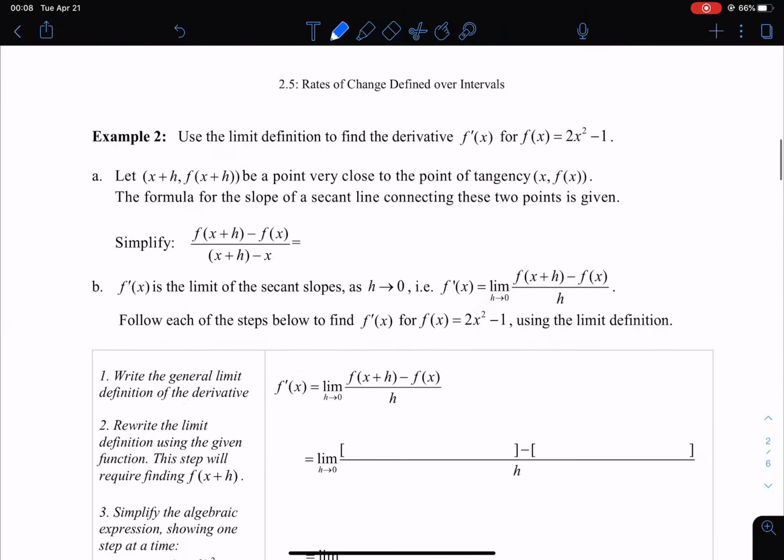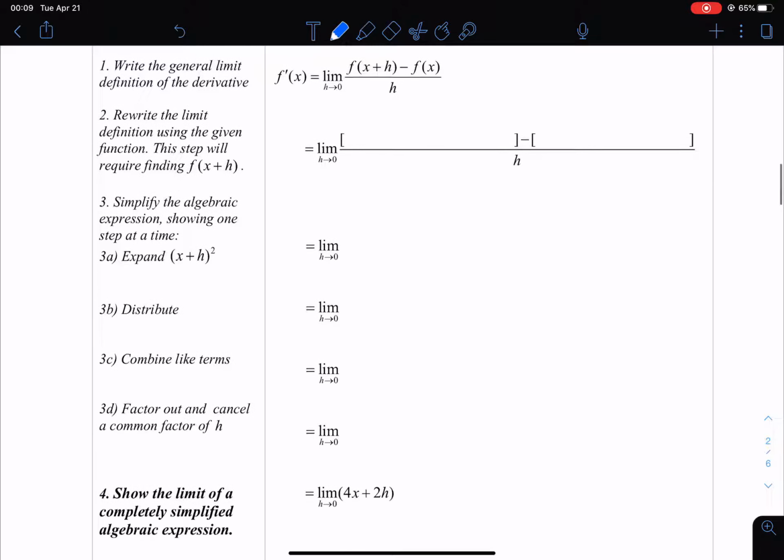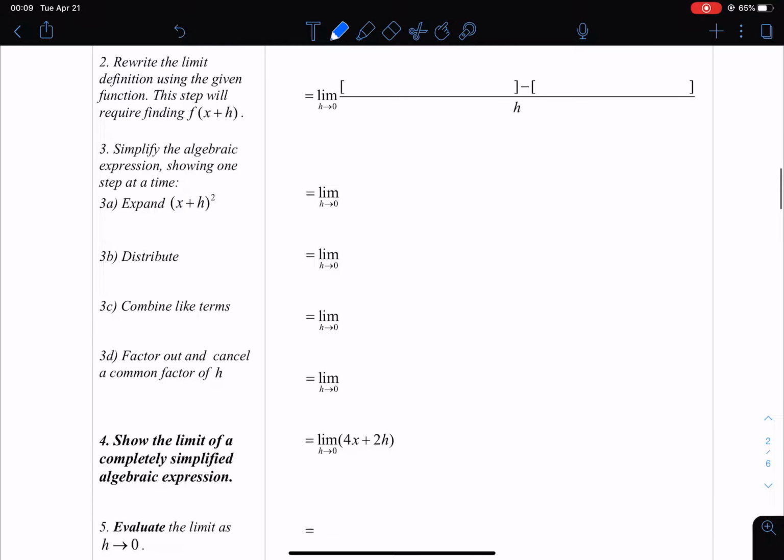And make sure you know how to do example 2. Example 2 shows you the details of how to get the derivative by using the limit definition of the derivative. This is the third method. So make sure you know how to get this one correctly. And do not just show some steps, show all the details is the best way to get full points.